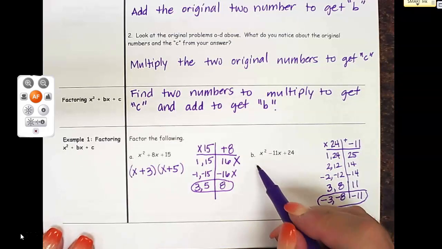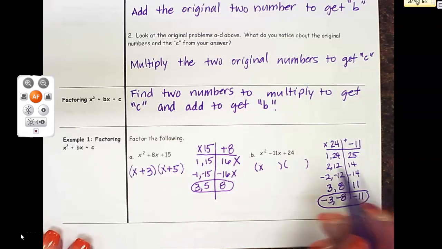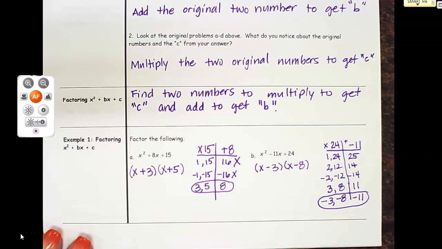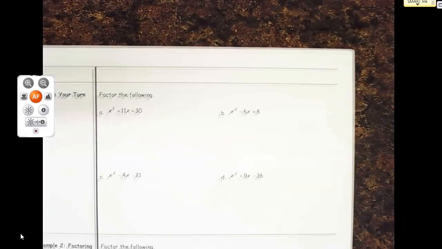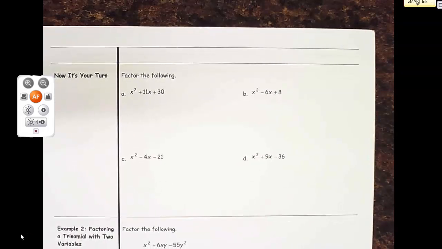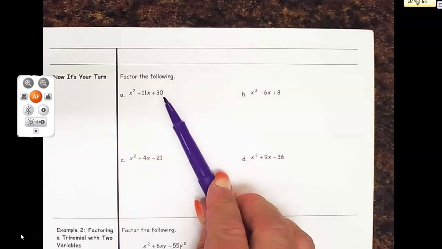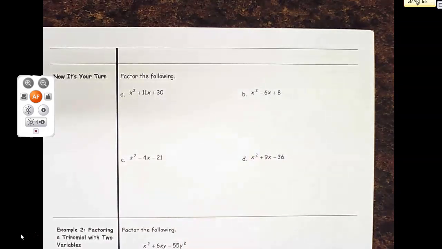So now I can write my factored form of the polynomial. I've got two binomials multiplied by each other, and I've got my negative 3 and my negative 8, or minus 3 and minus 8. So now it is your turn. I'd like you to pause the video and take a look at the following 4 problems and see if you can ask yourself the question in your head. What multiplies to equal C that adds to equal B? And we'll come back in a minute and check your answers.